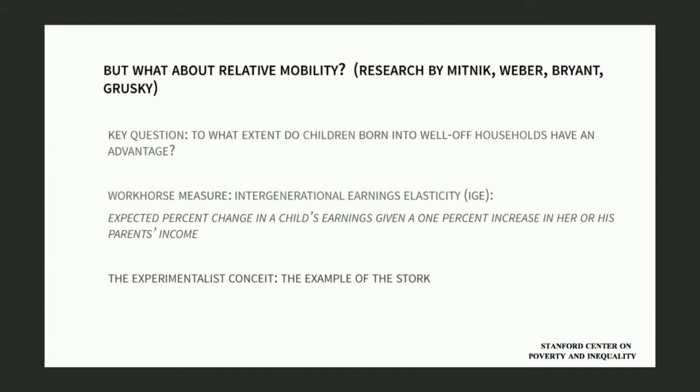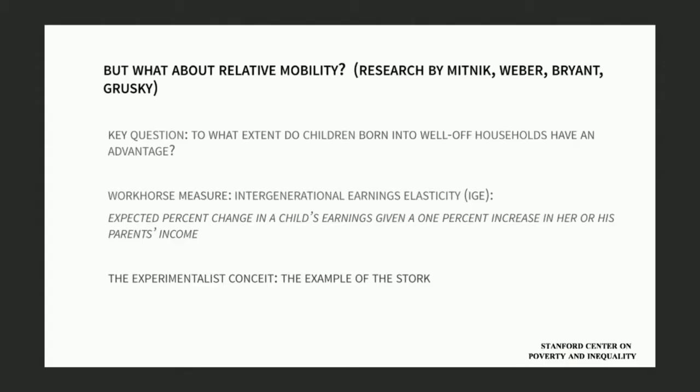And the workhorse measure in answering that question is the intergenerational earnings elasticity. It's simply the expected percent change in a child's earnings given a 1% increase in her or his parents' income. So this is how you can think about it. Let's say you were just born, the stork is flying you to your new home, and the stork can drop you in one of two households. The first household, the parents make, say, X dollars, and in the second household, they make X plus 1%. The intergenerational earnings elasticity tells you how much extra money as a child you can expect to earn when you're an adult by virtue of being dropped into that household that has 1% more of household income.